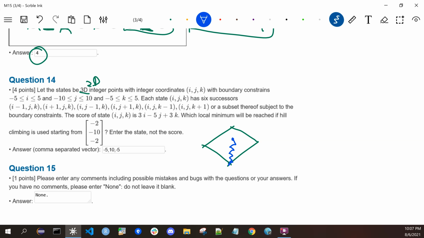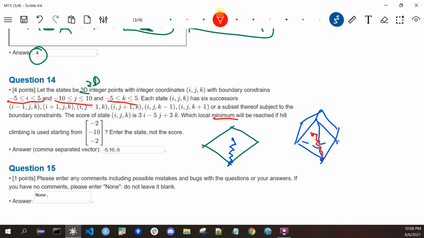So in 3D, it's the same thing. It just looks slightly more complicated. It looks like a cube. So you can probably see that there is one corner that has the smallest value, and we are minimizing. So no matter where you start, you're just going to go down to that point. So it turns out we only need to figure out among the 8 corners, we know the values of those 8 corners, and which one results in the smallest value of the score.